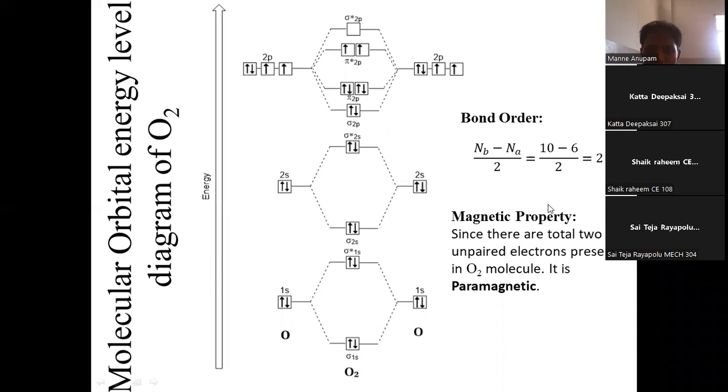In the case of nitrogen, we got 10 minus 4, by 2, 6 by 2, 3. We got bond order 3 in the case of a nitrogen molecule. But in the case of oxygen, bond order is 2, meaning two bonds are there for the oxygen molecule. Nitrogen, just remember, we got bond order 3. For oxygen, we are getting bond order 2.